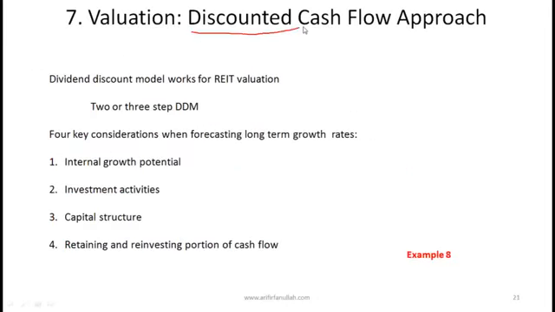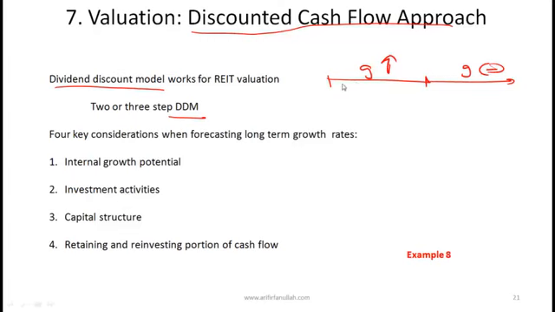And now the discounted cash flow approach. Since REITs and REOCs generally pay out most of their income to investors, the dividend discount model works quite well. Typically, investors who are valuing REITs and REOCs use a 2 or 3 step DDM. This is where for a few years you might have relatively high growth, and then after that the growth stabilizes at a lower number. You have seen this in level 1 equity and then again at level 2. So I'm sure you don't have any issues doing dividend discount model based valuations.